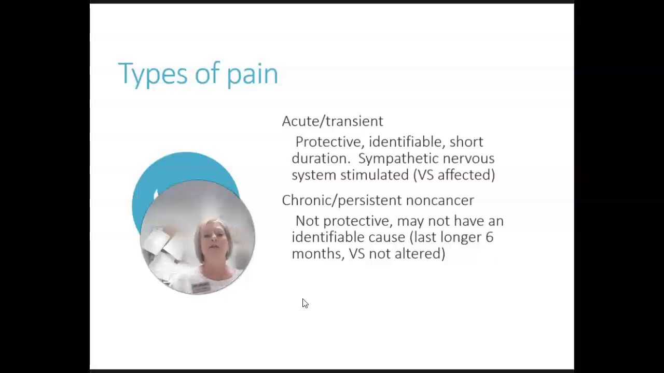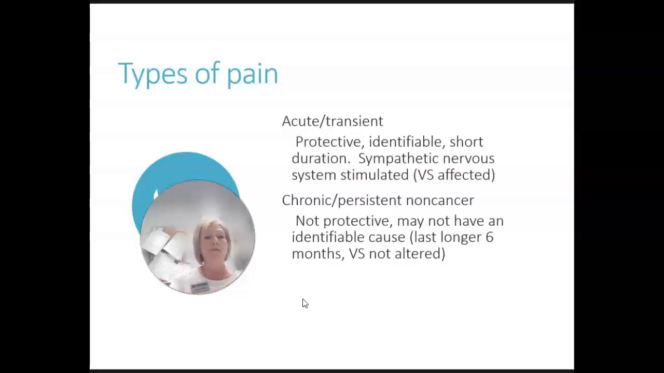So the sympathetic nervous system is going to be stimulated. Our vital signs are going to go up. Our blood pressure is going to go up. Our pulse is going to go up. Our respirations are going to go up. So we're going to see those vital signs change. That's acute and transient. It's protective, and it's usually short.